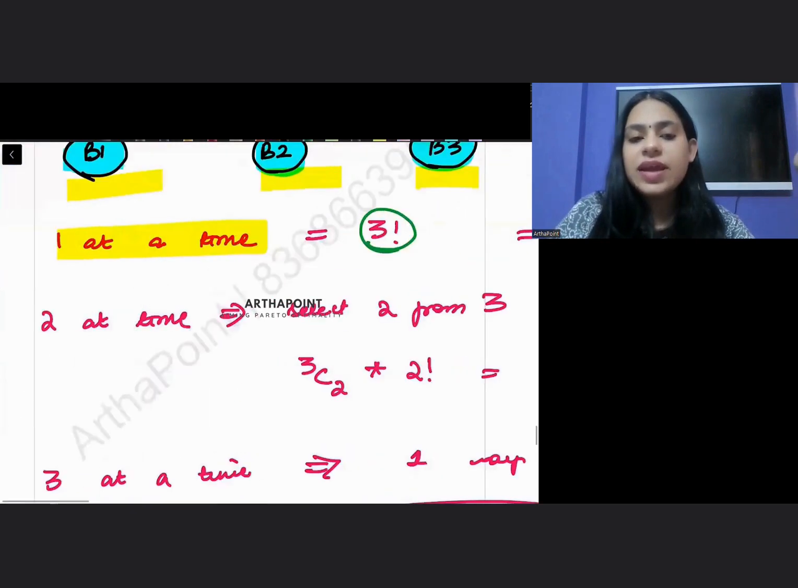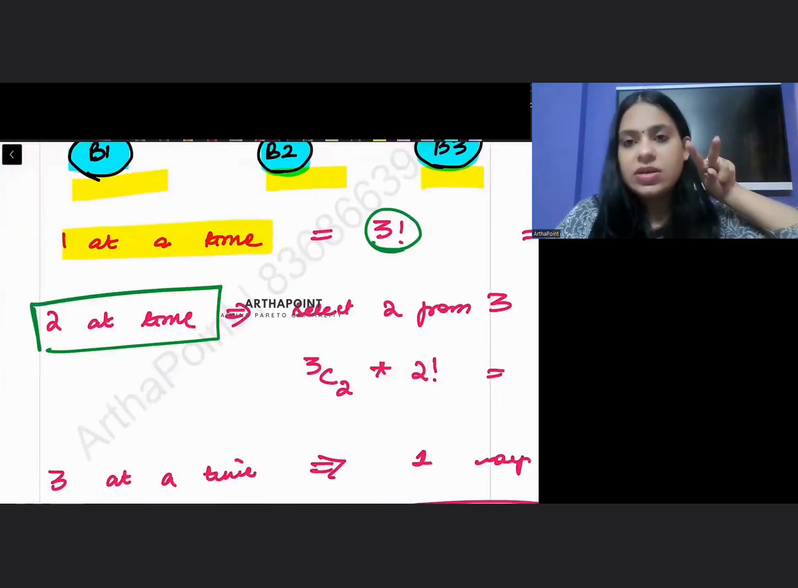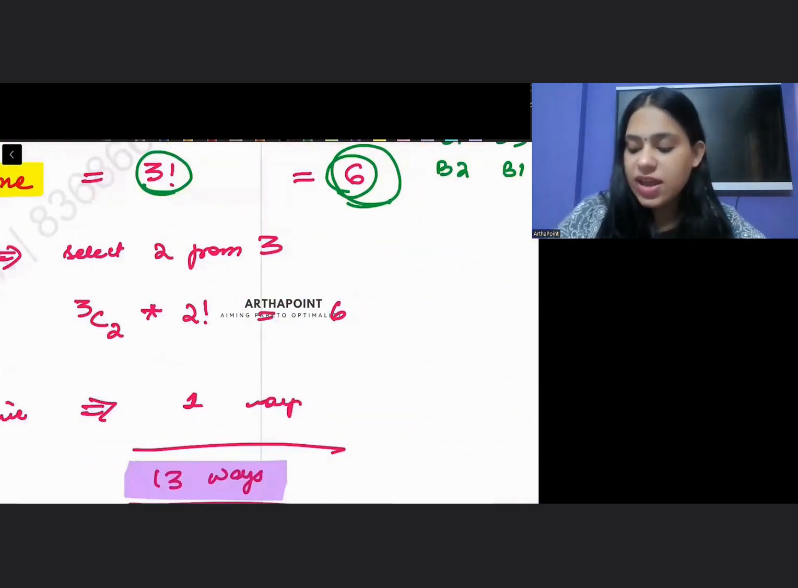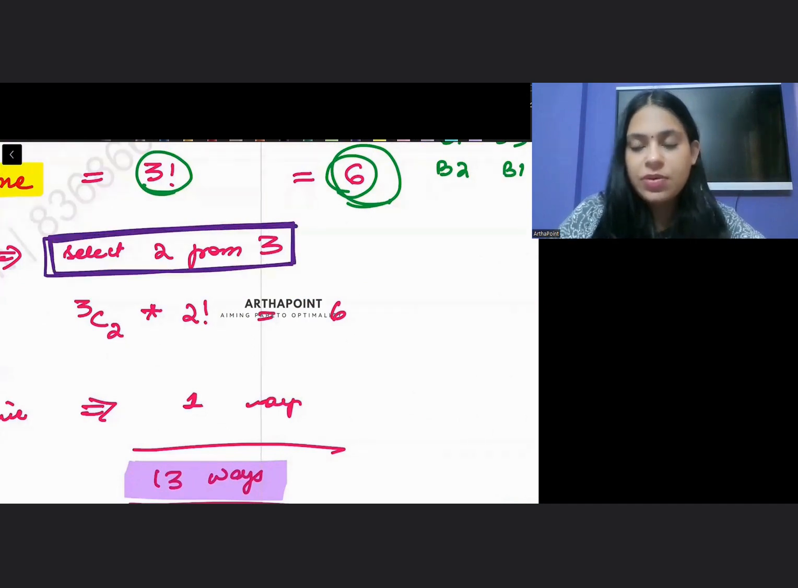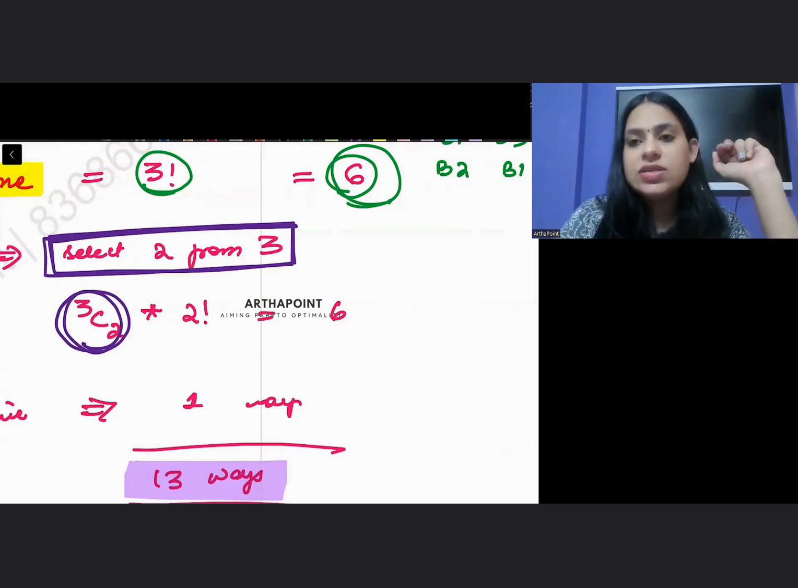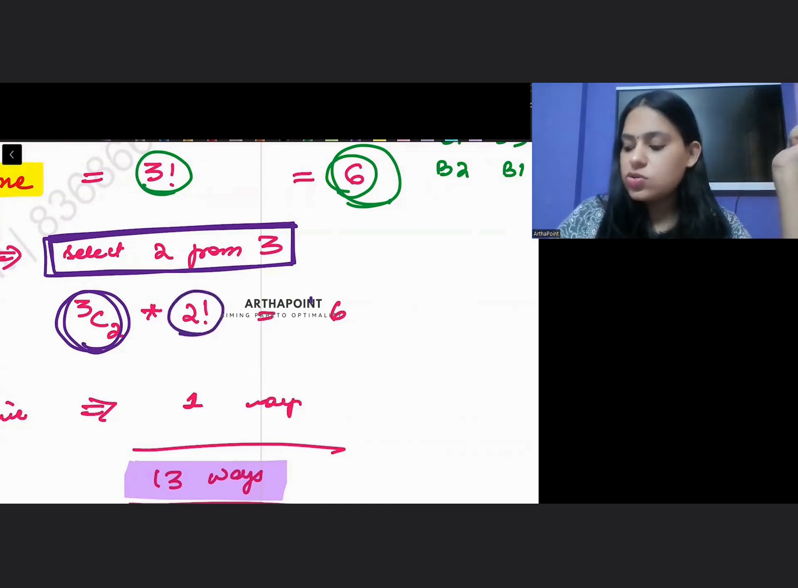The second thing that can be done is you press 2 at a time. So I press B1 and B2 together, I press B2 and B3 together, or I press B1 and B3 together. So I need to select any 2 from 3, right? So I use 3C2, selecting any 2 out of 3. And then I can choose the order in 2 factorial ways. So into 2 factorial. So this is also going to give me 6, right?